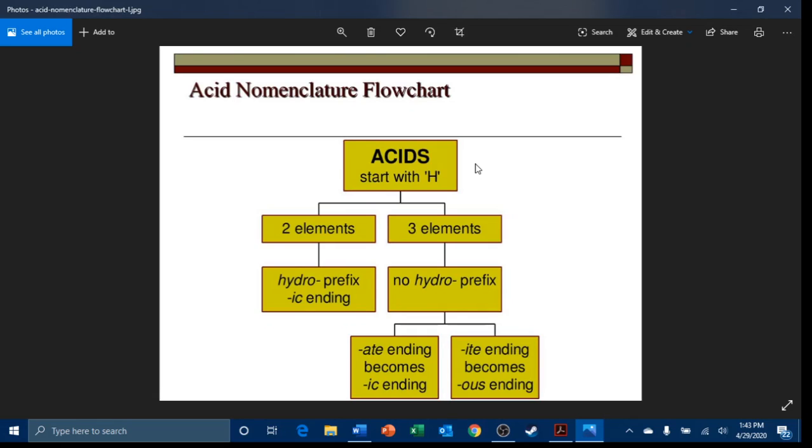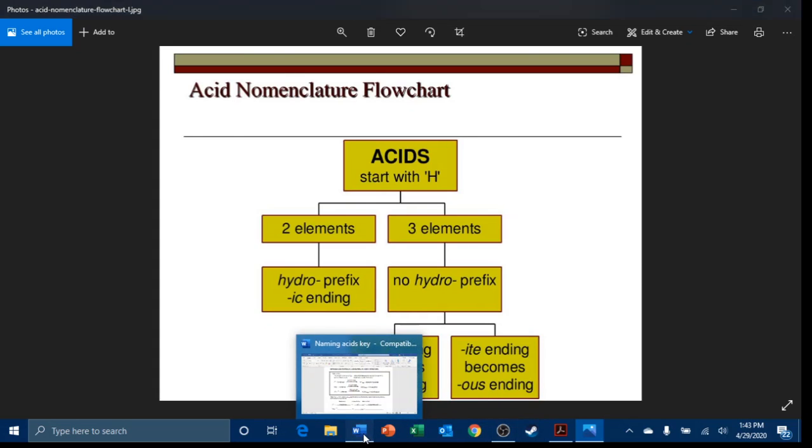Okay, so you know that all acids have hydrogen. Now, if you have two elements, hydrogen plus something else, then it's going to be hydro, whatever the other element is, ic. Okay, if you have more than two elements, there's no hydro prefix. You have ate ending will become ic, and ite is ous. Okay, so let's go back and look at this worksheet.